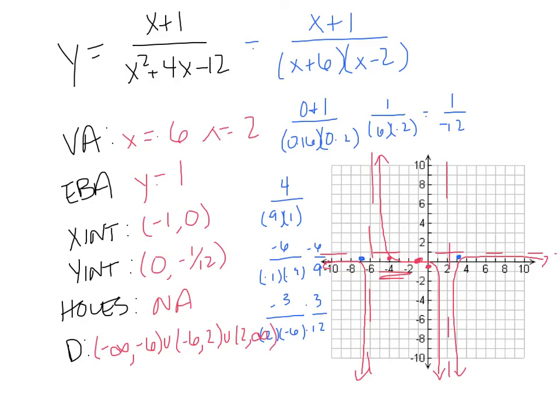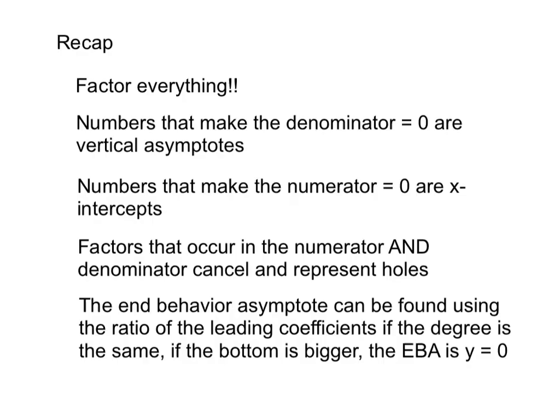Let's do a recap. I'm getting really into these recaps. I have them on all my videos now. Step 1, factor everything. When you have it in factored form, it makes it so easy to find that other stuff. Because then you just need to think about what numbers make the denominator 0. Those are going to be your vertical asymptotes. Numbers that make your numerator 0 are your x-intercepts.